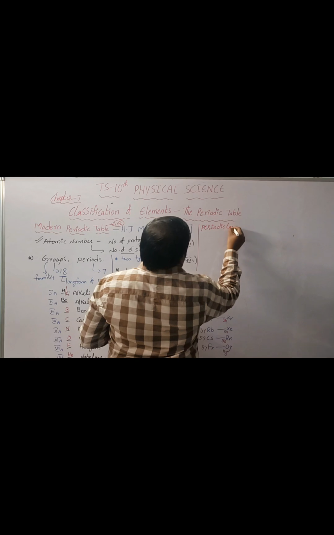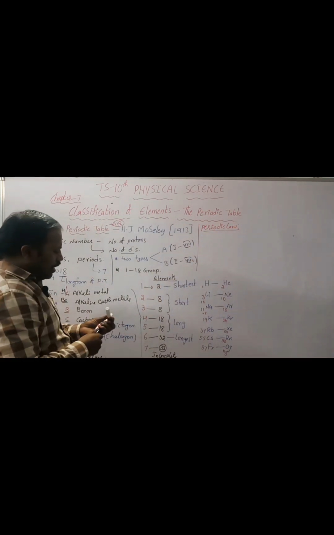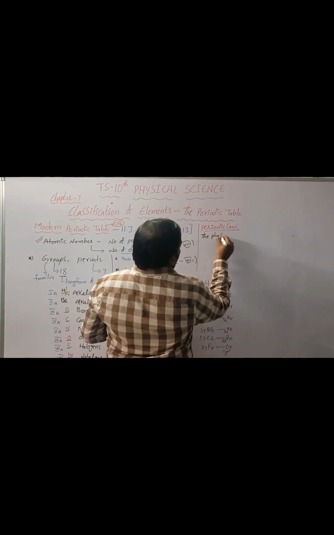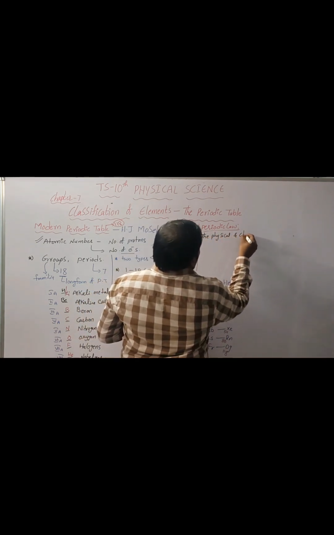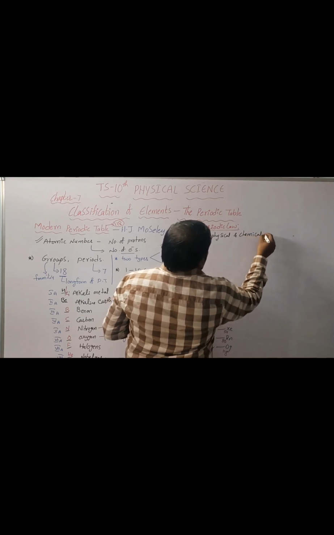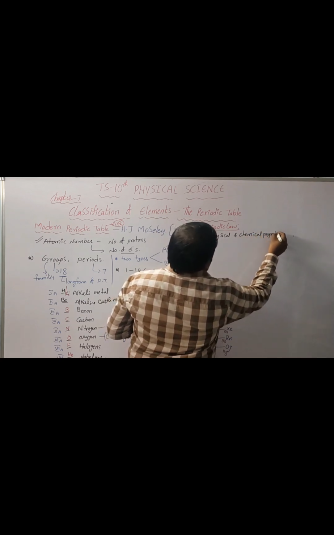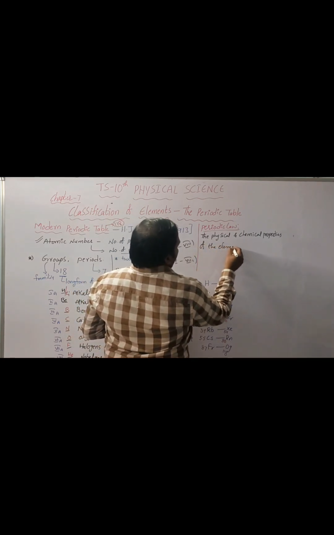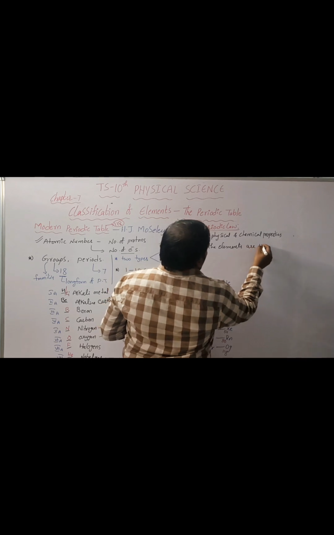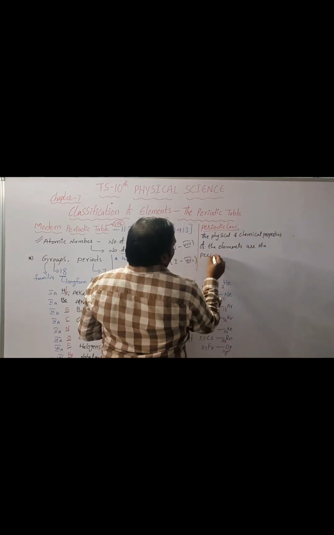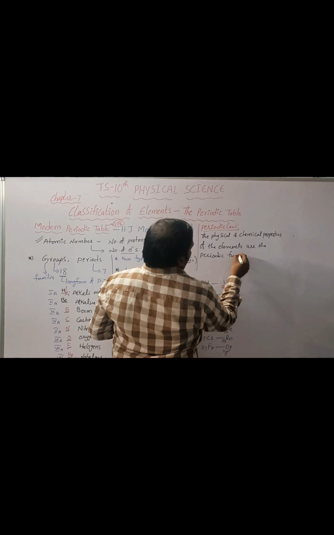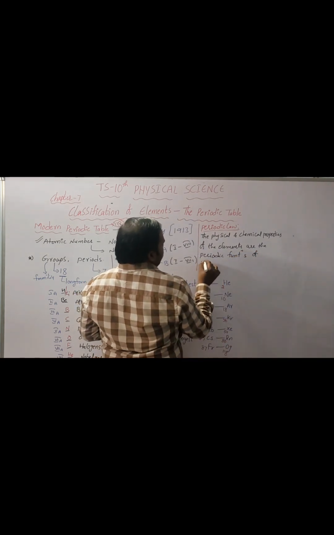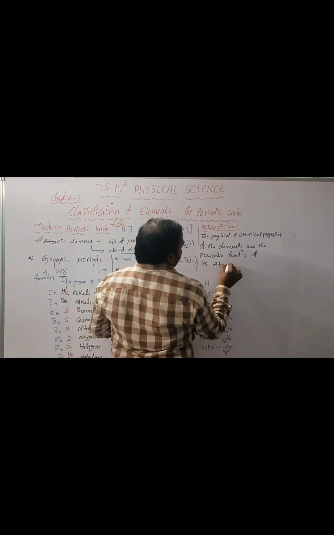What is the periodic law? The physical and chemical properties of the elements are periodic functions of their atomic number.